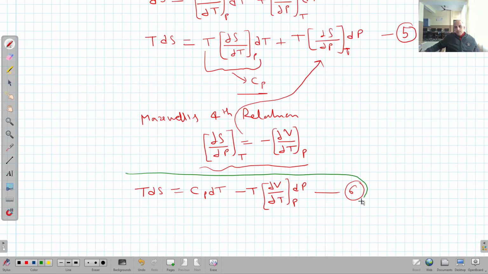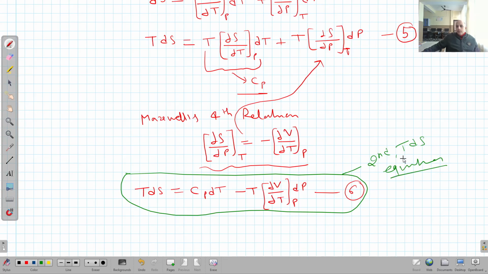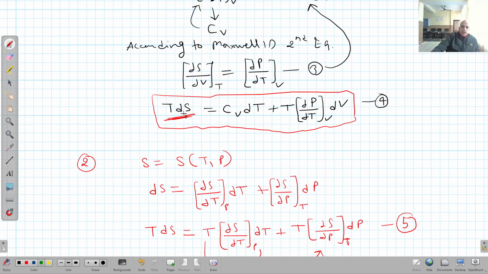This equation is a second TdS equation. Clear? So this equation gives us the value of TdS in terms of Cp and curly V upon curly T, and change in pressure and change in temperature, right? So in certain numerical problems or certain situations in thermodynamics, we use this equation. Depending upon the problem, we can use this equation also if the problem is of this type, right?